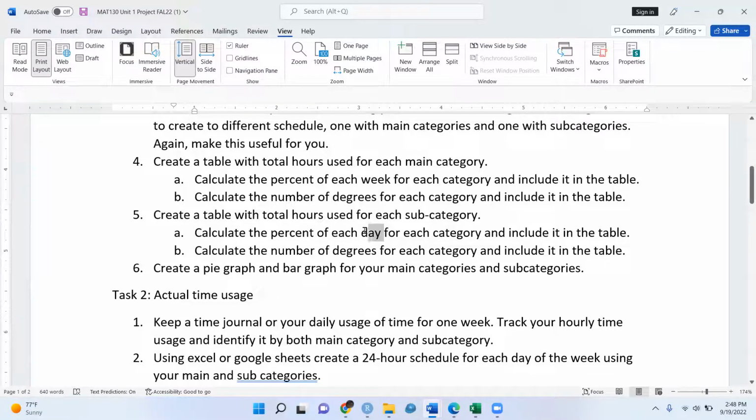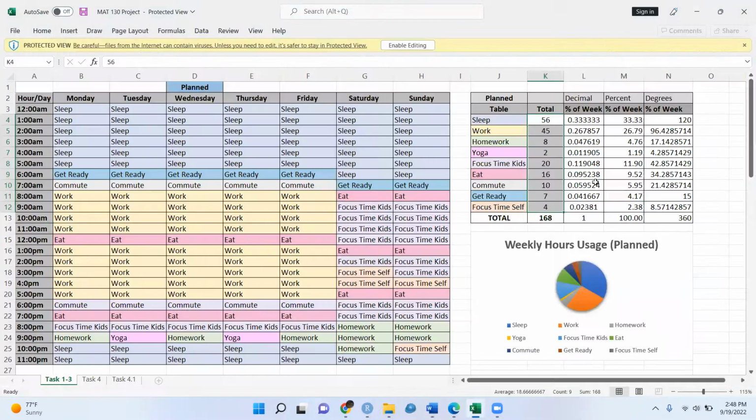Really, I guess it could be day too. I don't know. I think it should be week. This person did it by week. And so here's their total time. It adds up to 168 hours.